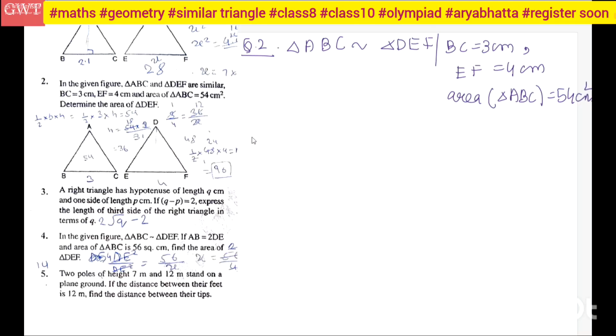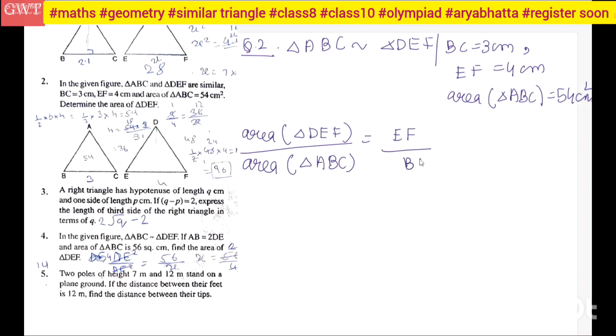Since they are similar, I can make their area ratios equal, that is, area of triangle DEF upon area of triangle ABC is nothing but their sides EF upon BC whole square. So it becomes 4 by 3 whole square, because the values are given, which becomes 16 upon 9.